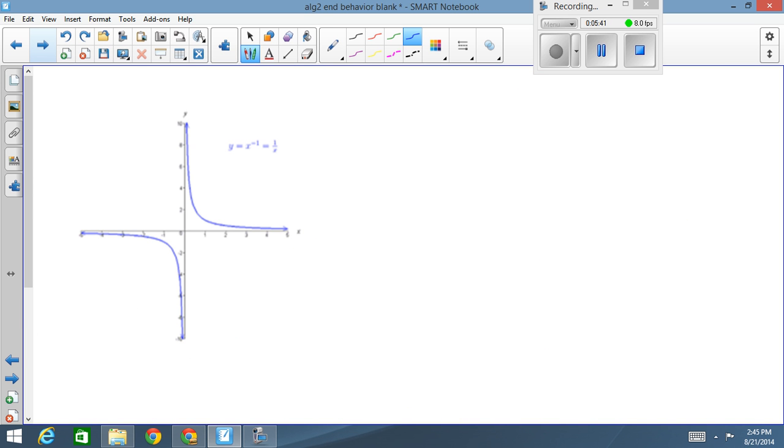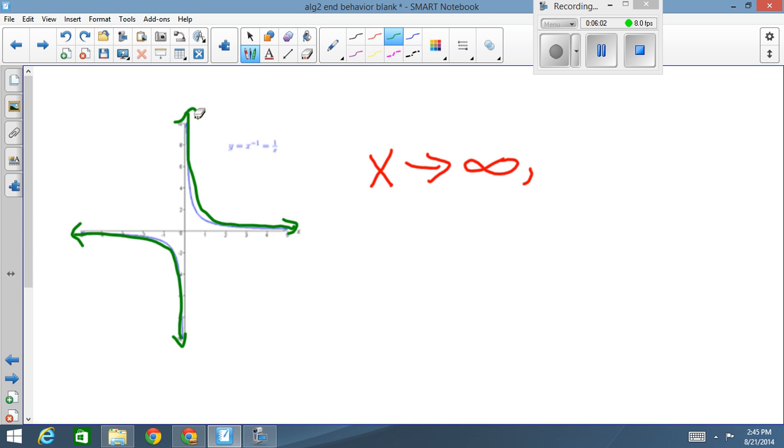Let's look at this one. This one's a little different. So let's start by looking at x approaching infinity. So here is my function. It looks kind of funny. I have a piece of the function that goes here, and I have another piece of the function that goes here. So the middle of my function is right there around 0.